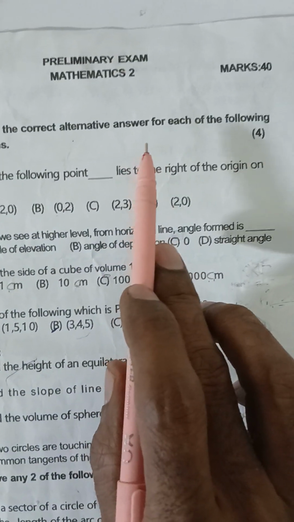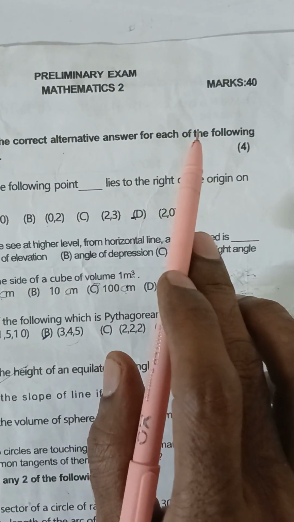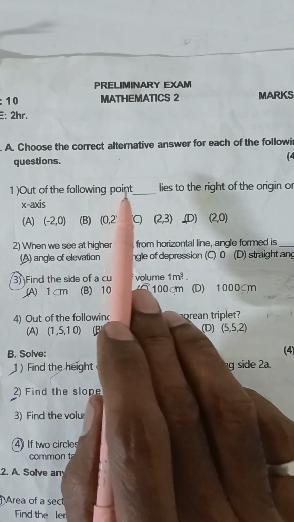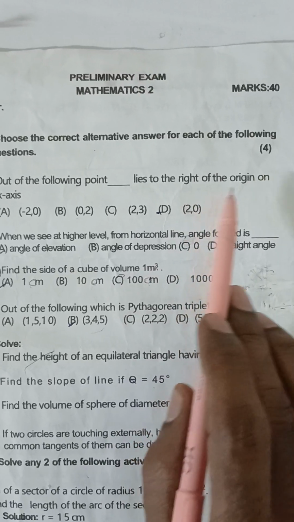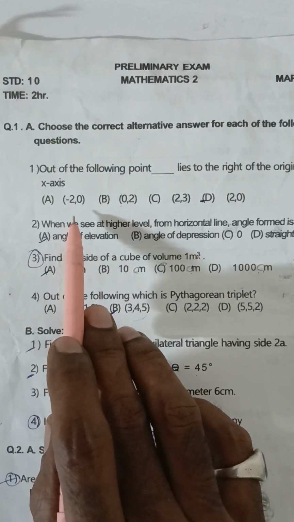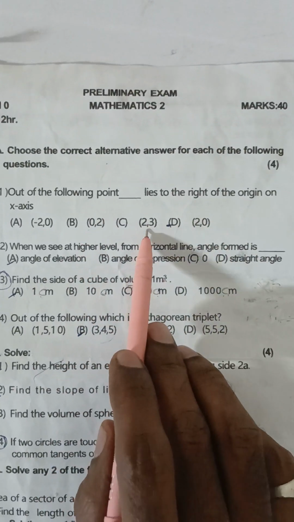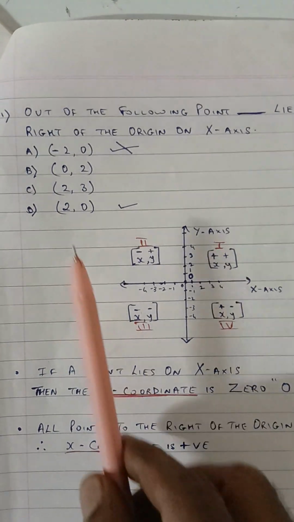Question number 1a. Choose the correct alternative. Answer each of the following questions. Out of the following points, dash lies to the right of the origin on the x-axis. Here are the options: A, minus 2, 0; B, 0, 2; C, 3, 2; D, 2, 0. The right answer is 2, 0.